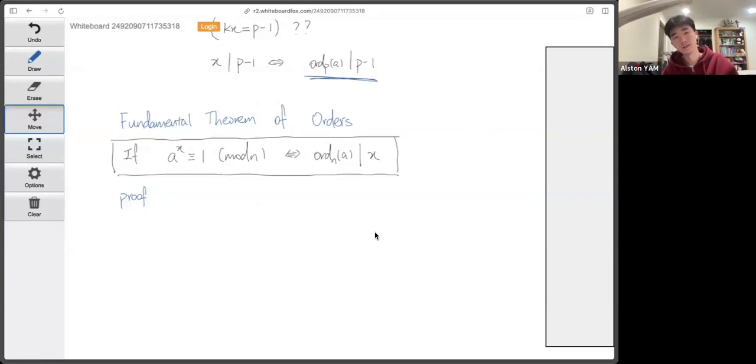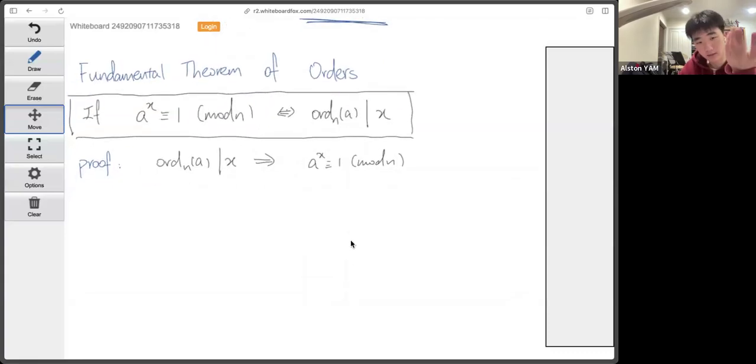The easiest way to go both ways is to go one way at a time. So let's focus on one way first. Specifically, I want to go backwards first because that side is slightly easier to prove than the other way. Right now we know that the order of A with respect to N divides X, and we want to go from this fact to the fact on the left, A to the X is congruent to 1 mod N. How we might do that is, we can take this condition and write it in some other way.